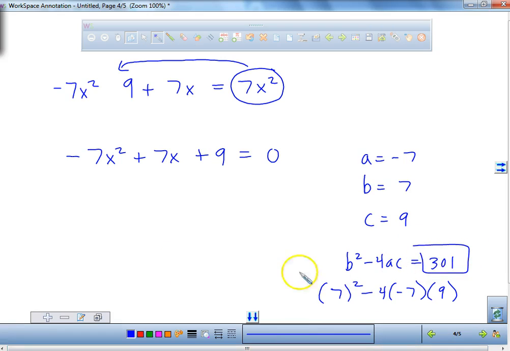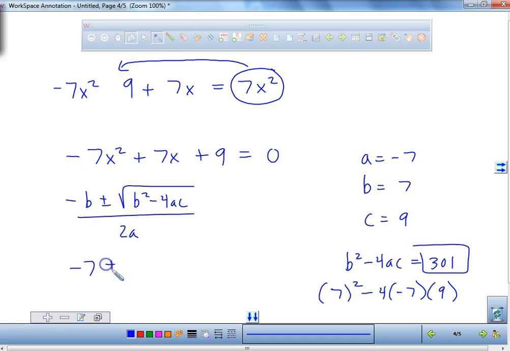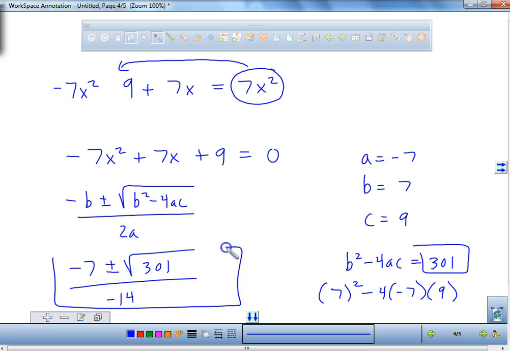301. That's our discriminant. So when I write negative b plus or minus the square root of b squared minus 4ac all over 2a, if that says negative b, the first number I'm plugging in is a 7. That makes it a negative 7. Plus or minus the square root of 301. And what's 2 times a? What's 2 times negative 7? Boom. Negative 14.